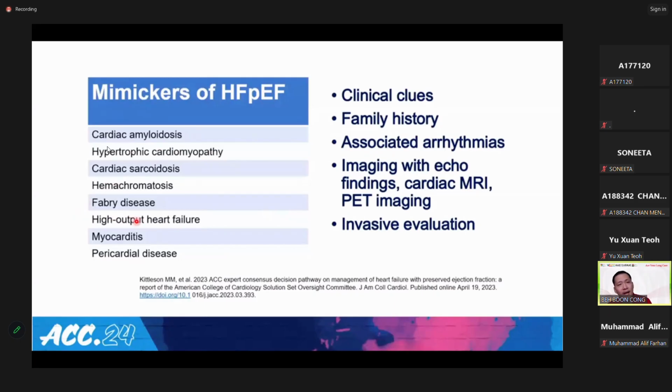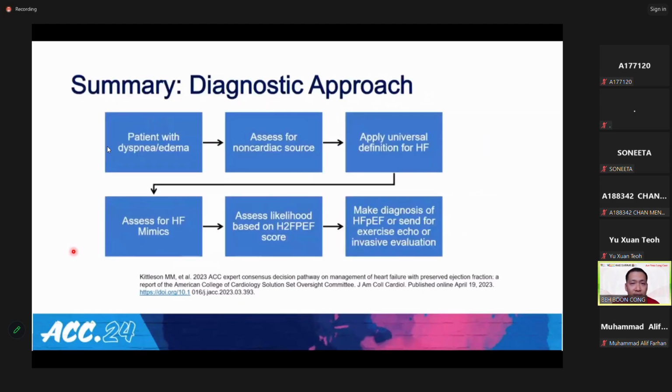Fabry is also rare. High output failure is from anemia, for example. Myocarditis, you need to think of what the possible cause is. For example, the previous pandemic, COVID-19, can contribute to myocarditis. Any viral infection, like any URTI, influenza, all the different types of virus can contribute to myocarditis. And pericardial disease, in Malaysia, is commonly TB. So when you have heart failure that you cannot explain, all this needs to be further investigated with different types of imaging. MRI and nuclear scan will help you to identify.